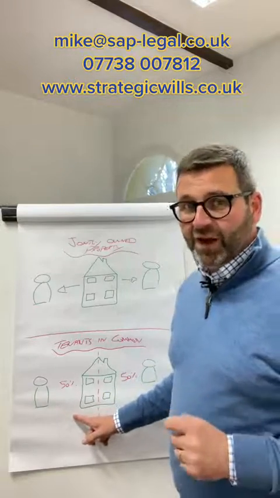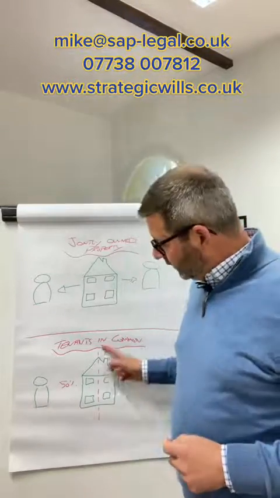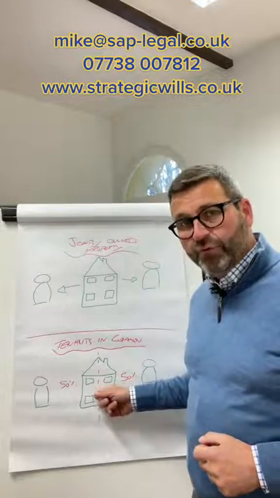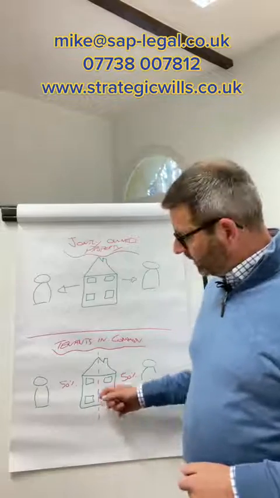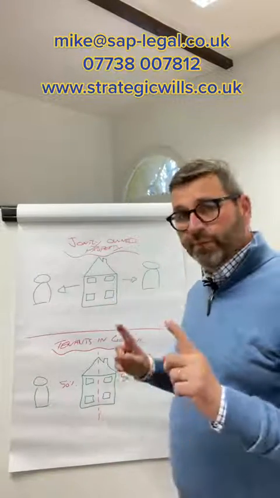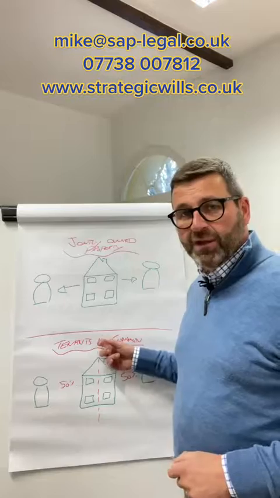There's no value to half a house. Nobody wants to buy half a house. So now we've got round having to sell the property to pay for the care fees. Massively, massively important. So, tenants in common: if you own a property with somebody else, you want to be owning it tenants in common.